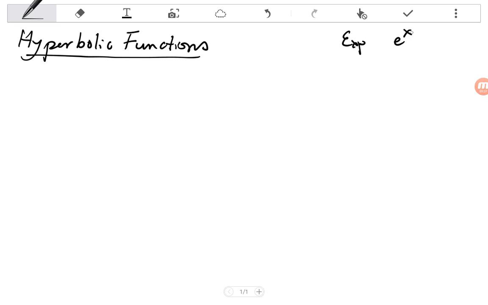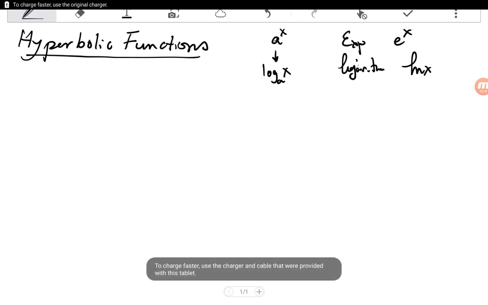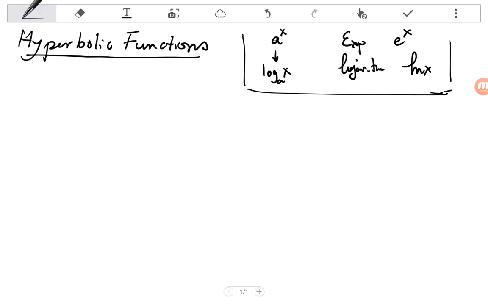Okay, so when you have an exponential function with the base e, the inverse of that function is the logarithmic function, which is denoted ln x. And for the function a power x, the inverse of that function is called log base a x. So these are two basic functions that we need to know. They are very basic functions in any applications in engineering. We must have these kinds of functions.